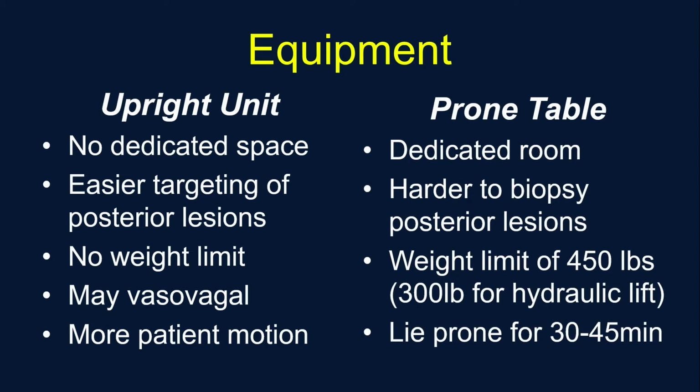The prone table, of course, needs that dedicated space, and many of us have a lot of space constraints these days. It is a little bit tougher to get to some of those posterior lesions, and there are weight limits. So the table, just so you know, can support up to 450 pounds, but as long as you're below 300 pounds, you can use the hydraulic lift. So you might occasionally have a patient that's over 300 but under 450, not a great operative candidate, so you can sit on the ground and do this biopsy if you absolutely have to. And the most important thing, I think, with the prone table is you need to have a patient who's able to climb up onto that table and also is comfortable lying on their belly for about 30 to 45 minutes.